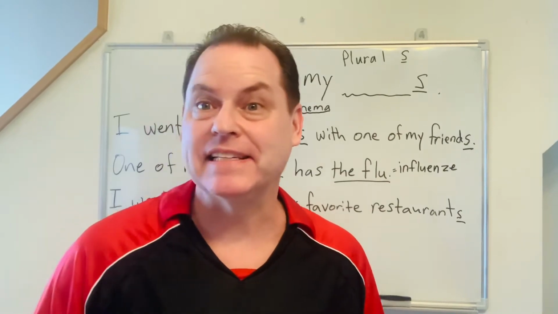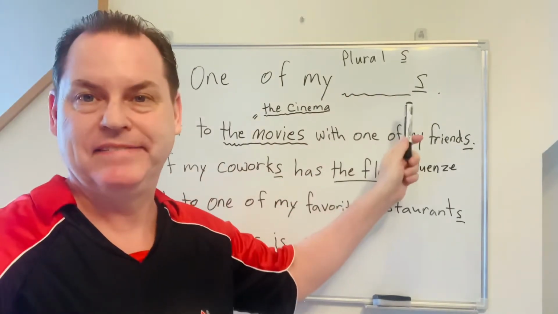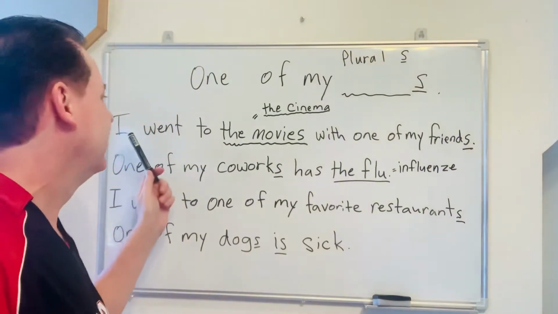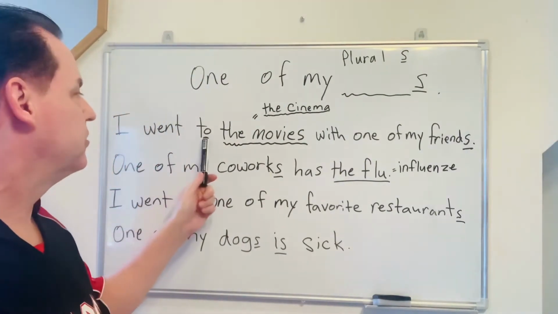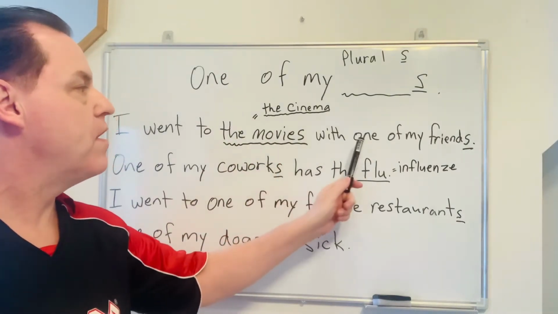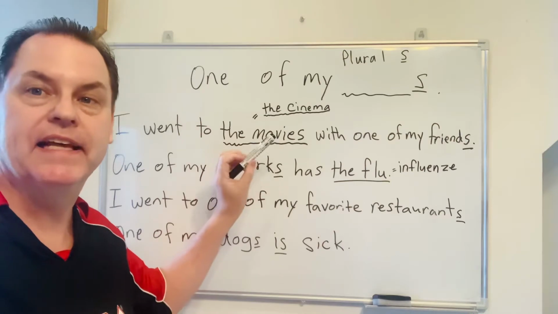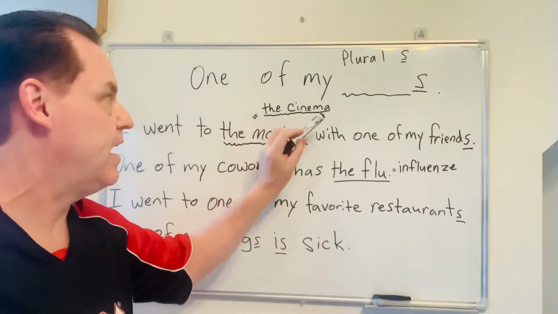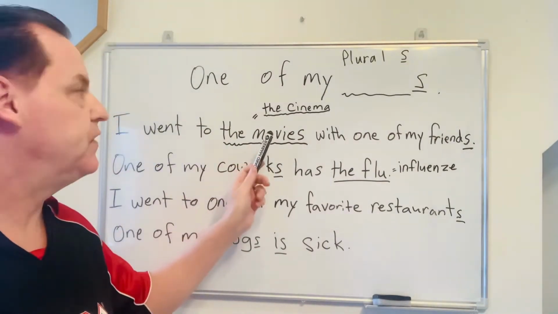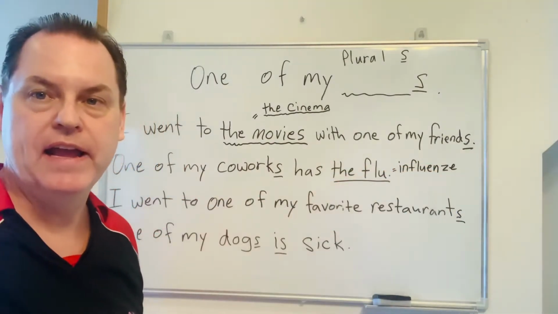Okay, today's lesson is going to be one of my plus plural S's. Okay, let's start. I went to the movies, the cinema, the movies, with one of my friends. So in American English, we say the movies. In British English, they say the cinema. Without an S, with an S. So one more time. I went to the movies with one of my friends. So the S. Okay? Now you try.